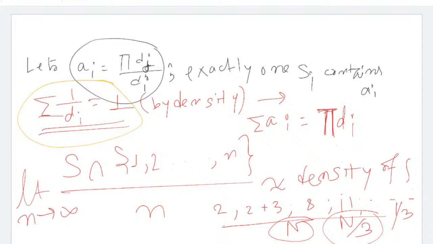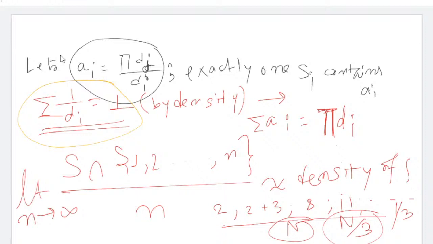Okay, so that's one relation we have. But wait, give me a second. Okay, go on. So if we have the summation of the one by D inverses is one, okay, so they're asking us to show that that is true.